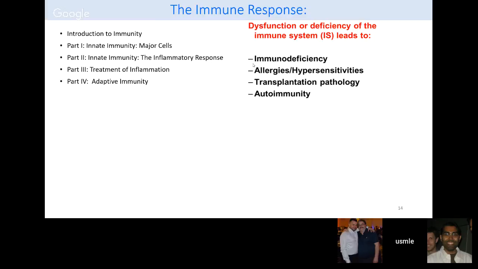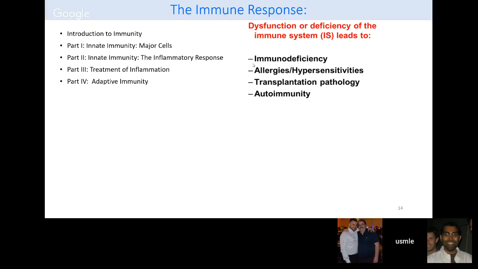So for the immune response, you're going to have multiple types of immune response. The innate immunity, which involves the major cells, all the white cells. The inflammatory response, then the treatment, so drugs, and then the adaptive immunity.